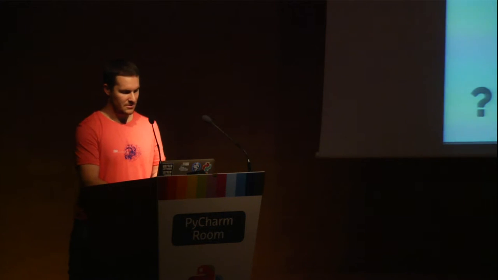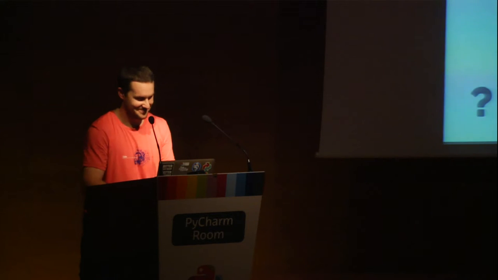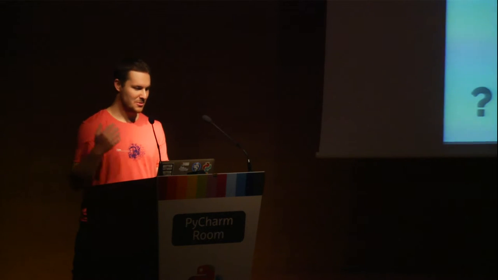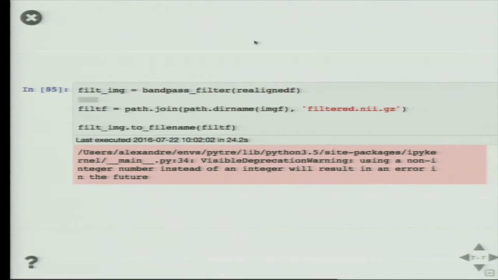I'm going to talk a bit about connectivity later. So the first thing you have to do with this kind of images is a bandpass filter. You have to filter it with a low pass frequency of 0.08 hertz and a high pass frequency of 0.01. I have this function here. I copied it from Nipy, which is something I'm not showing how to use here. So I just copied the code of the function to show you, but it's too complex for now.